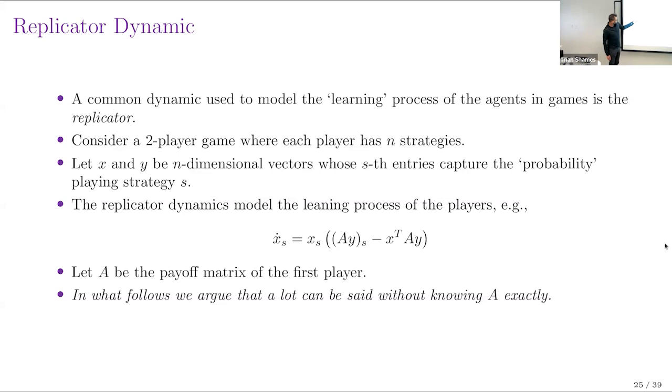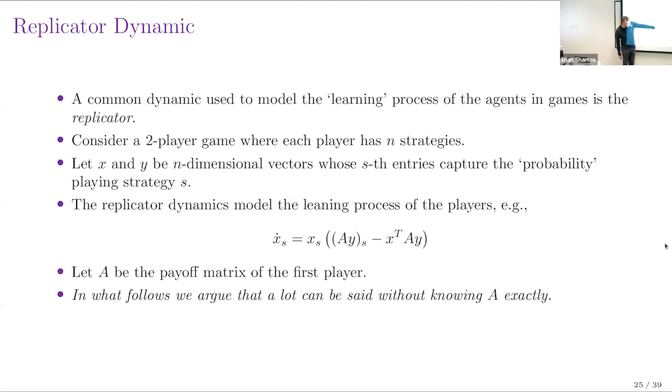And let's call X and Y some n-dimensional vectors whose s-th entry captures the probability of playing a strategy. So I have n strategies, and I want to assign probabilities to which strategy I'm going to play. The replicator dynamic models the learning process of the players, and it looks like this.